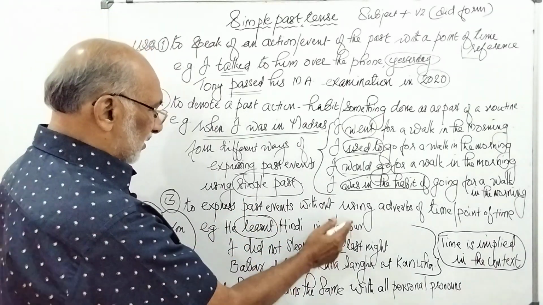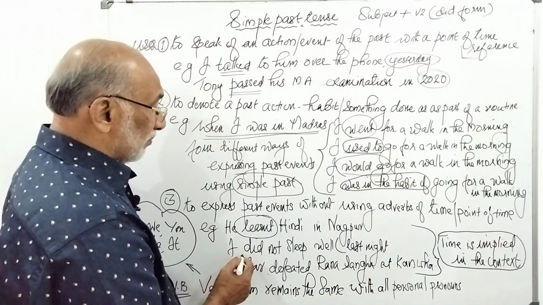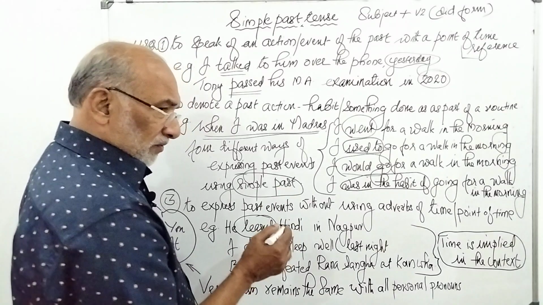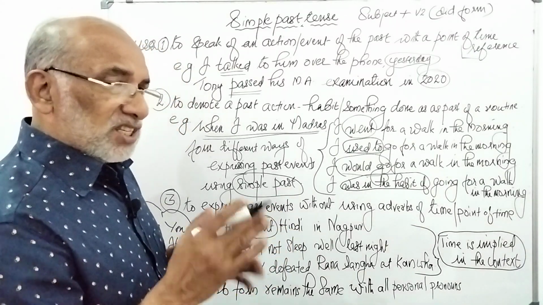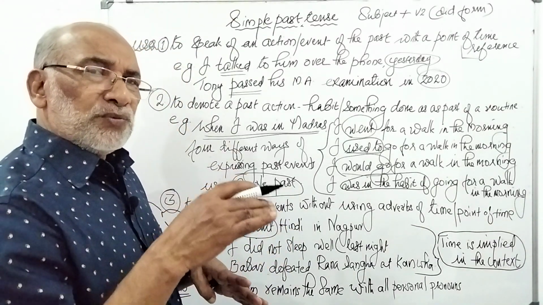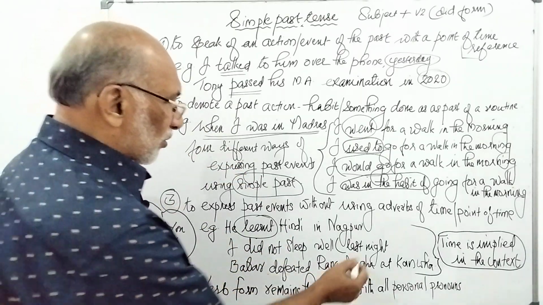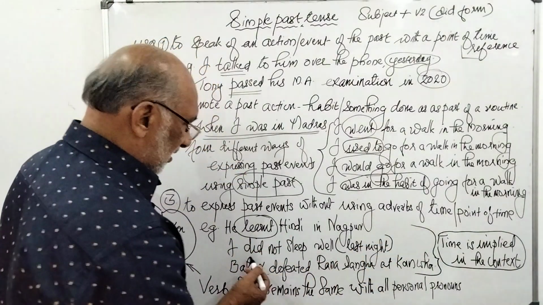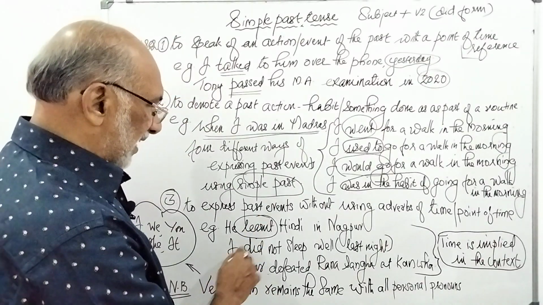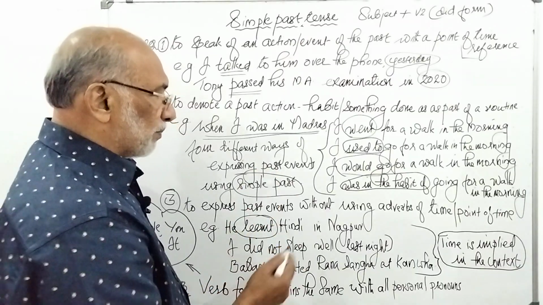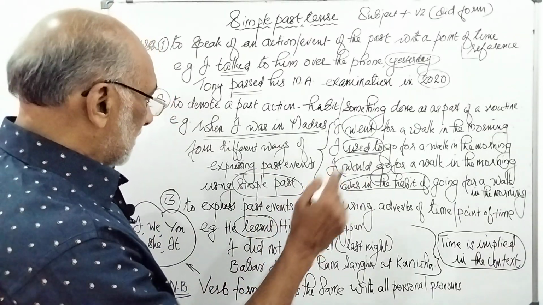So, I learned Hindi in Nagpur. Second one, I did not sleep well. See, when we speak of disturbed sleep, naturally it will be of the last night. Okay, it's implied there. So last night, that sense is there implied in the sentence. I did not sleep well. That means last night I couldn't sleep well. So the time is implied there.